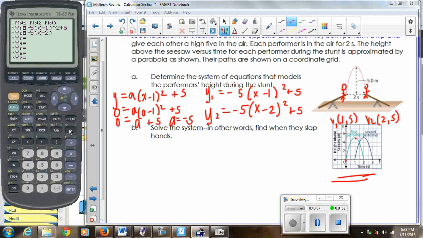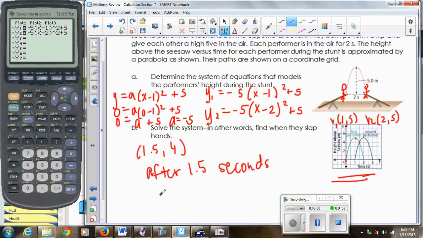And if you actually look at the diagram on your paper, you can sort of see where they're going to intersect. In fact, I don't even know that we have to do this on the calculator because we can see from the diagram that they intersect at 1.5 minutes and 4 feet in the air, or 4 meters in the air, I guess I should say. So 1.5 is your value of x and 4 is your value of y, or after 1.5, I guess that's seconds. Both are 4 meters in the air.